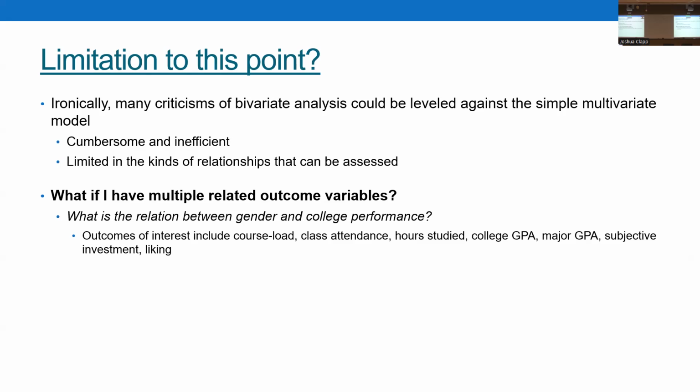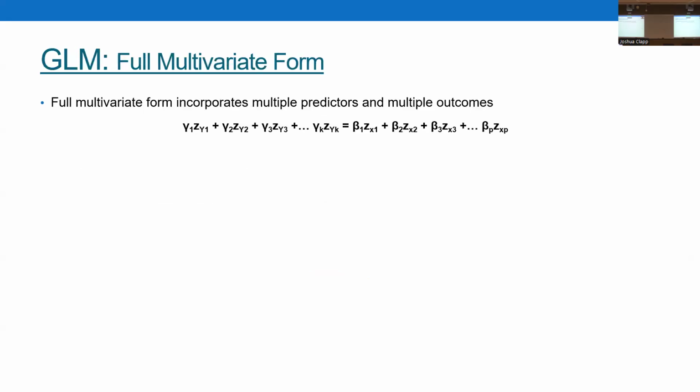Same thing, for example: what's the relation between gender and college performance? If we've got all these different outcomes that are all getting at different pieces and parts of this idea of college performance, I could run a separate model for each one of these as outcomes, or I could run a full multivariate GLM. In my full multivariate GLM, I've got multiple predictors and multiple outcomes, okay?